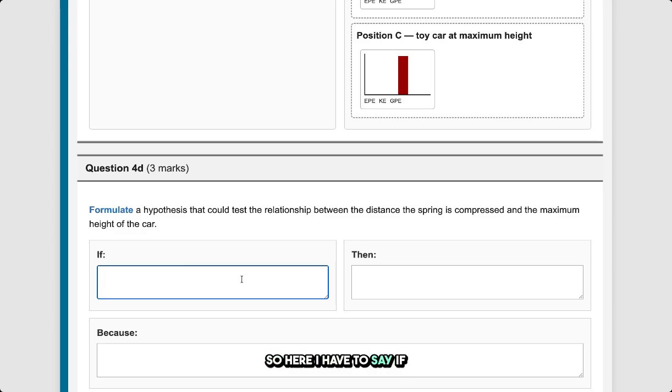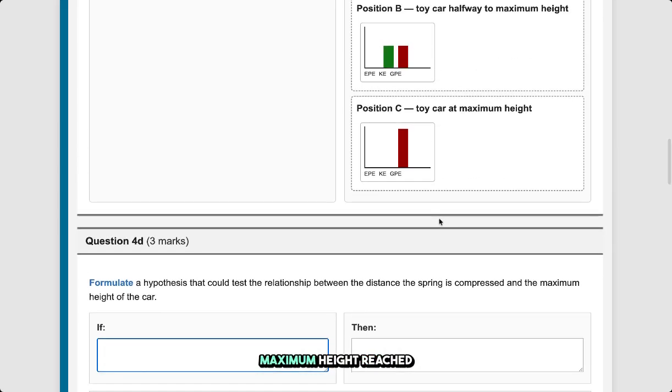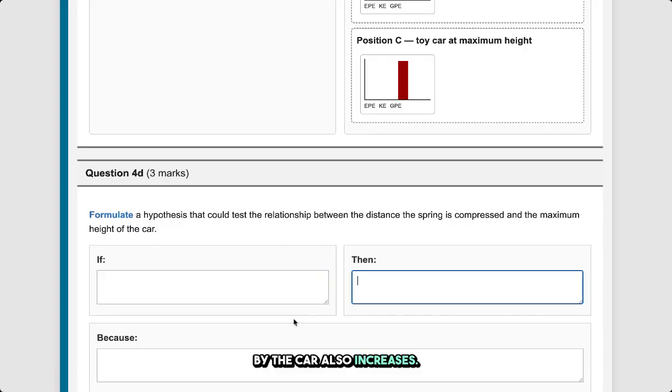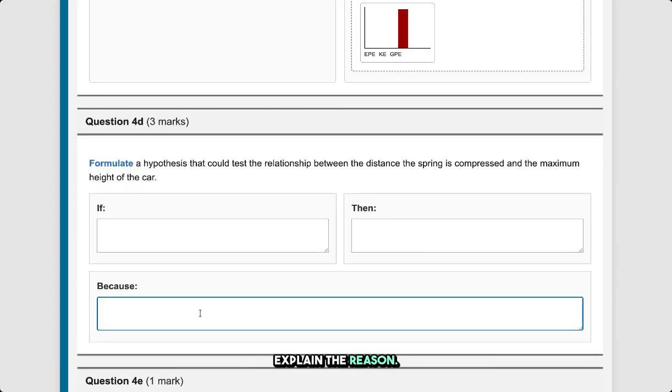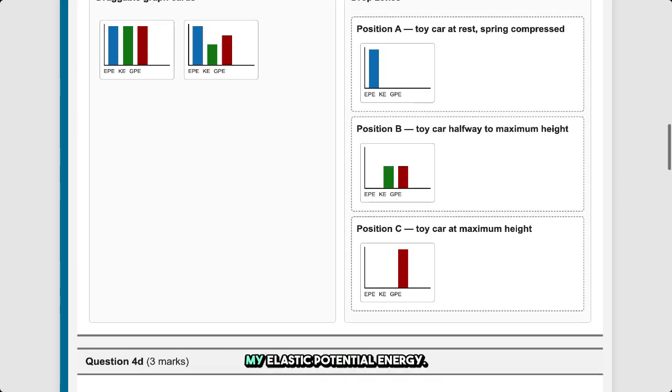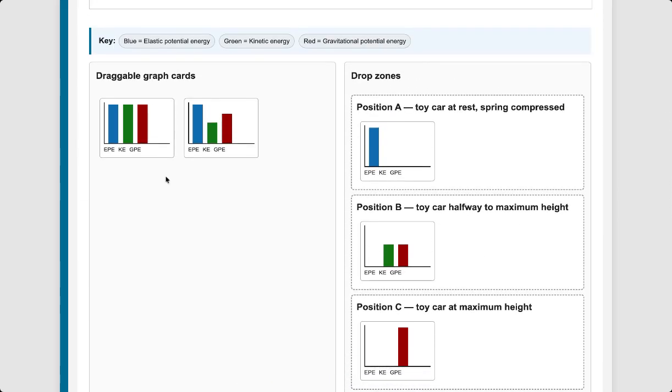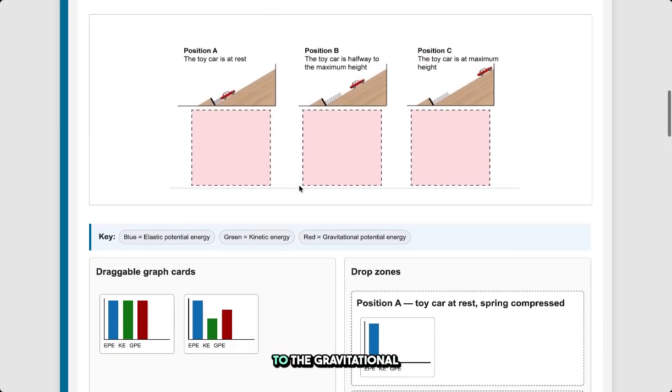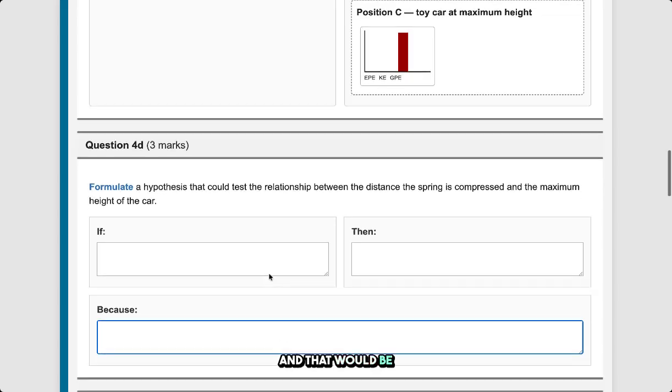So here I have to say, if the spring compression increases, the maximum height reached by the car also increases, because I have to explain the reason. Because greater will be my elastic potential energy, and the same energy is transferred to gravitational potential energy. See, conservation of energy basically. Greater is your elastic potential energy, the same energy is converted into gravitational potential energy. Greater is the gravitational potential energy, greater is the height that the vehicle has moved. And that would be your answer here.